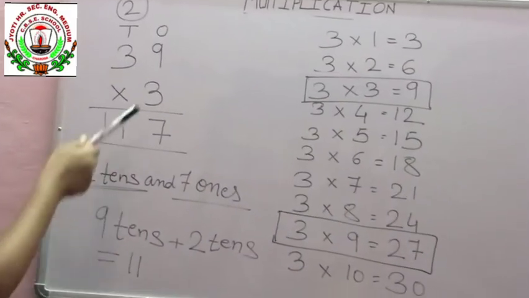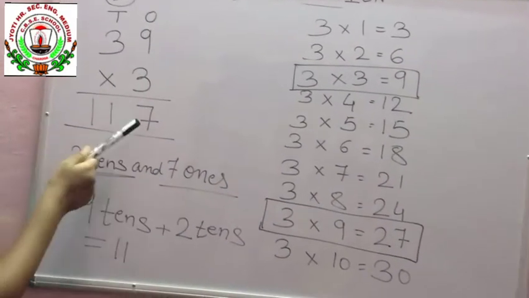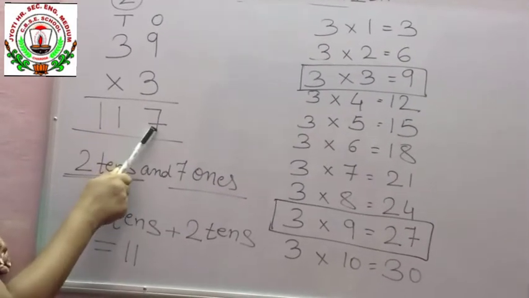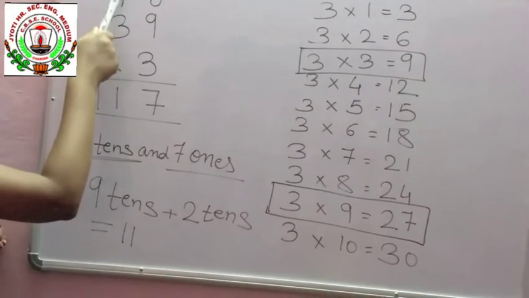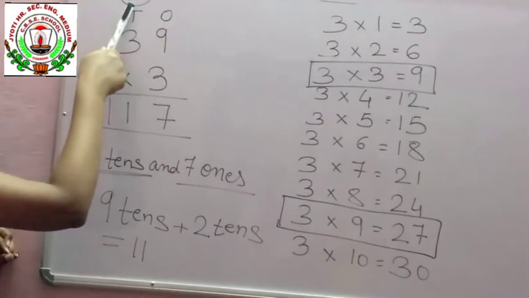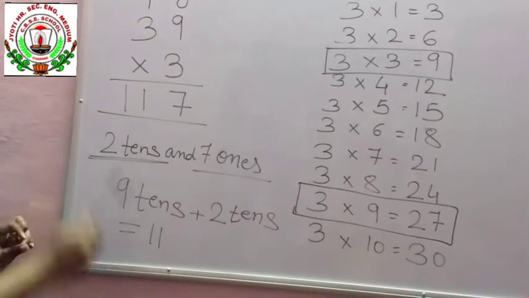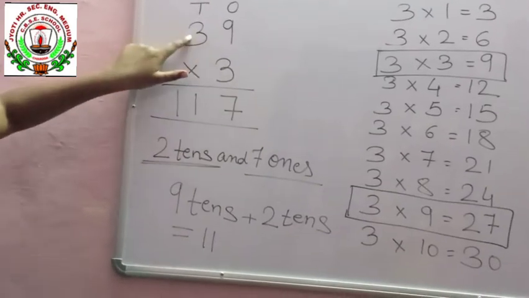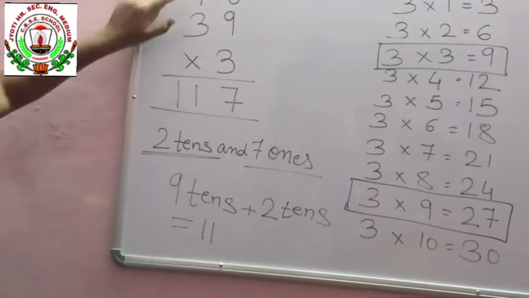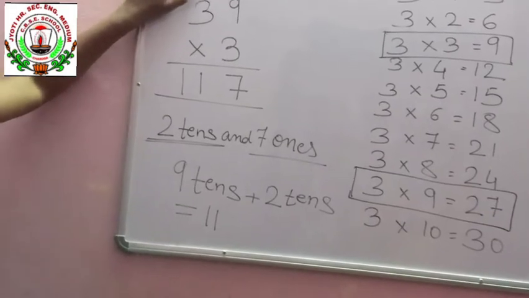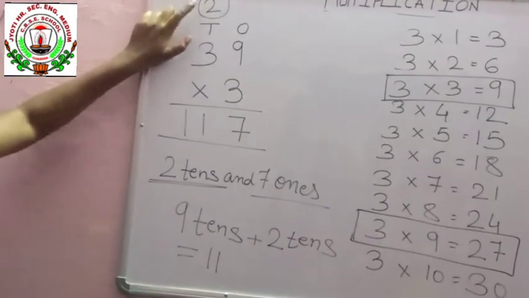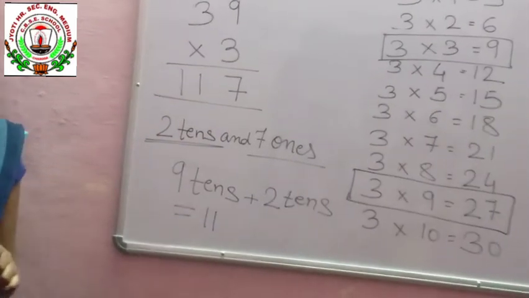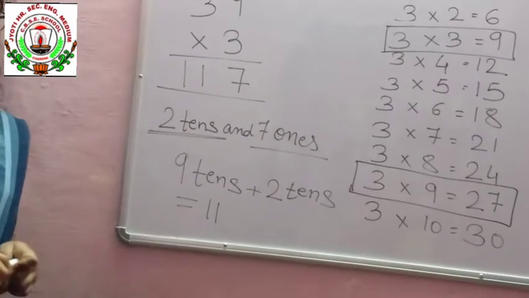Understand? Firstly, you have to multiply the ones place. If the answer comes in 2 digits, you write the ones place digit in ones place and the tens place digit in tens place. And then you have to multiply the number with the tens digit, and then you have to add whatever carryover there is to the answer. After that only you write the answer here. Understand, students? Now we will take some more questions.